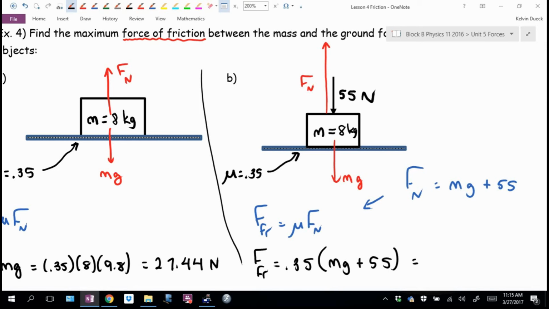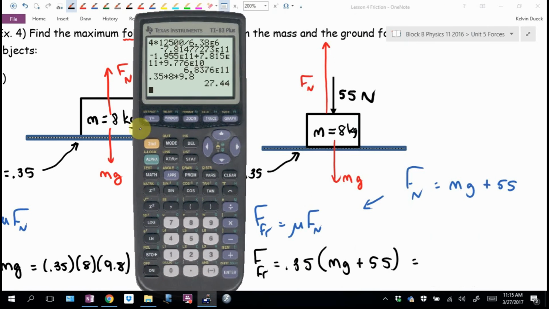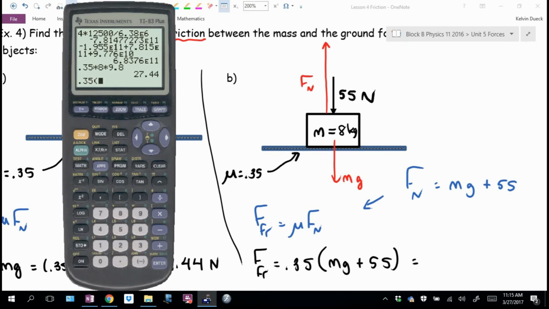Gio, what was the mass of this object? 8. What was g, folks? 9.8 and not negative. In this unit, we're letting positive be whatever's convenient. So 0.35, and this is where you want to see if your calculator will let you do nice brackets like this. 8 times 9.8 plus 55. Friction should be bigger than 27.44 because it is tougher to slide something if some friend is pushing down on it or sitting on it. You get 46.7? Yeah.